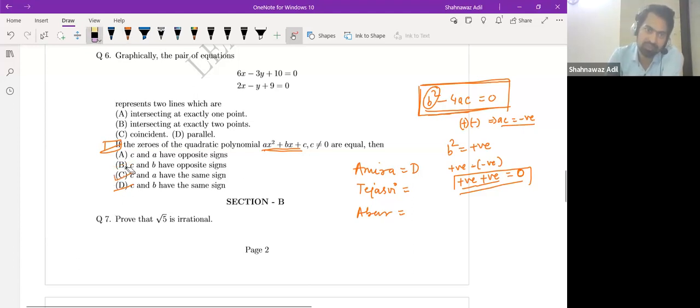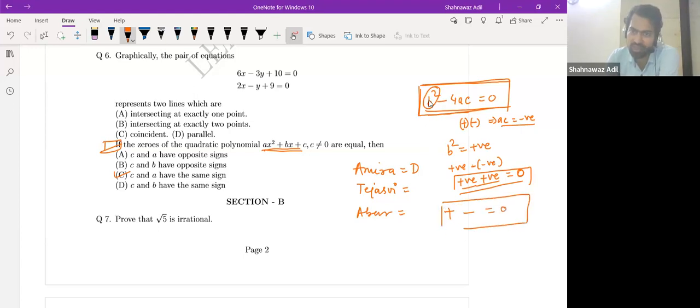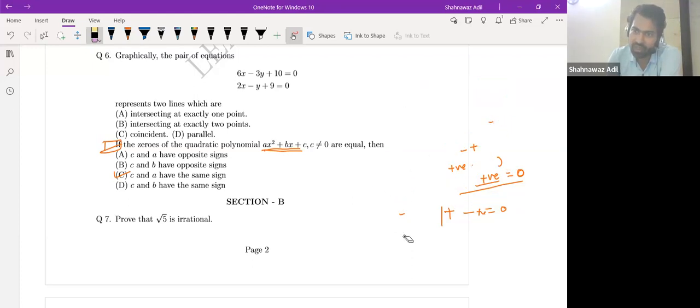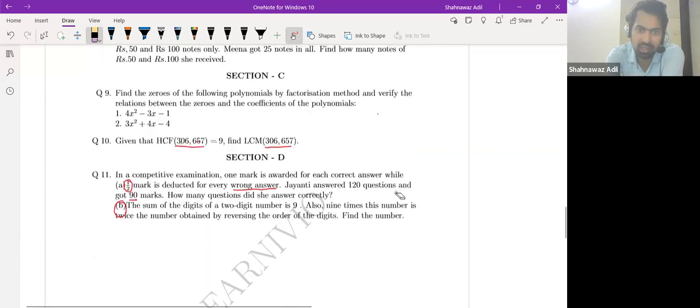Understood? Yes, sir. Because if A and C have the same sign, then this would be positive minus positive, and positive minus positive can give you 0, right? Okay, so this was this question, and the rest of the questions we had already done in the class, right?